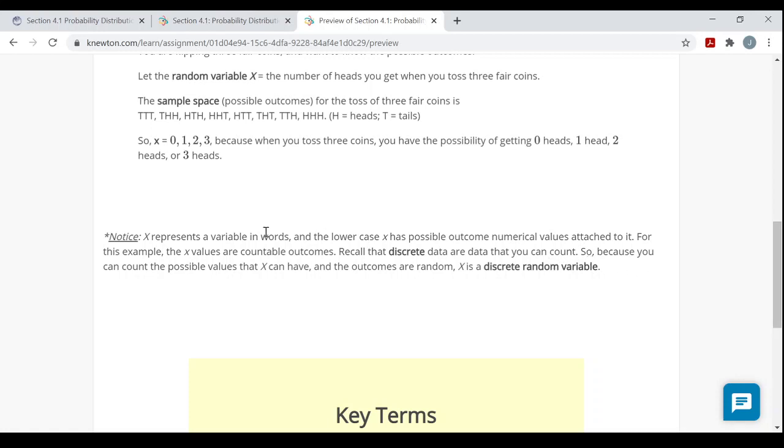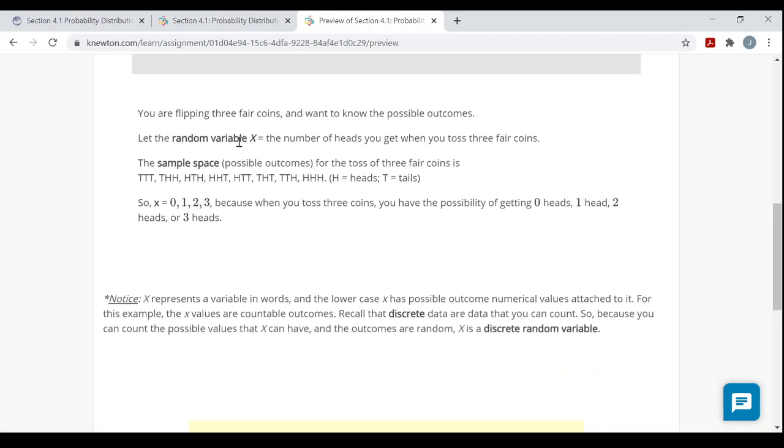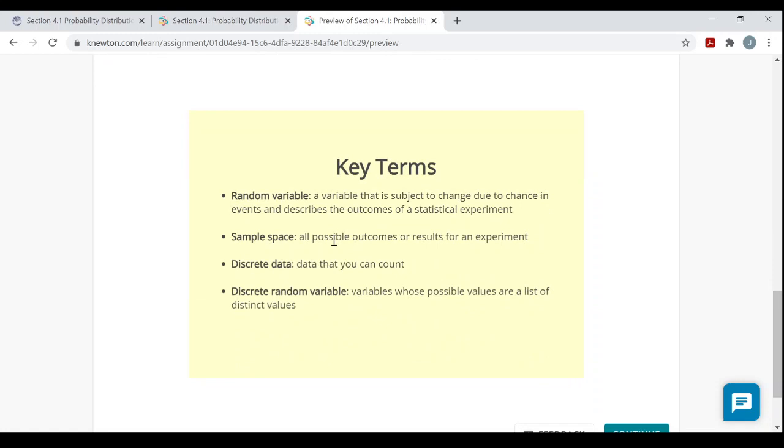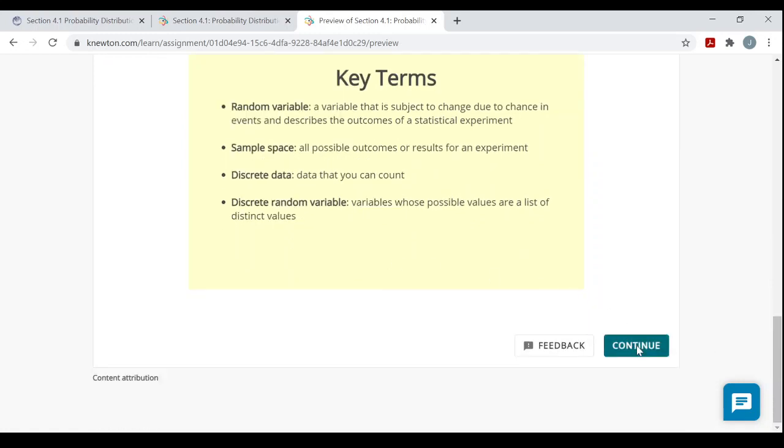So, because you can count the possible values that the random variable x can have, and the outcomes are random, capital X would be called a discrete random variable. All right, so this random variable x, the number of heads you get when you toss 3 fair coins, is considered a discrete random variable because the possible outcomes are countable. Right, you can count the number of heads. All right, so again, some definitions here. Now let's continue on with a question.